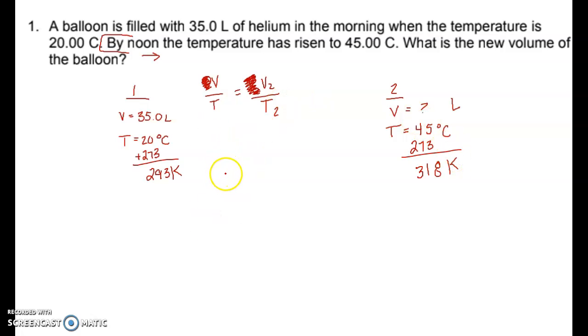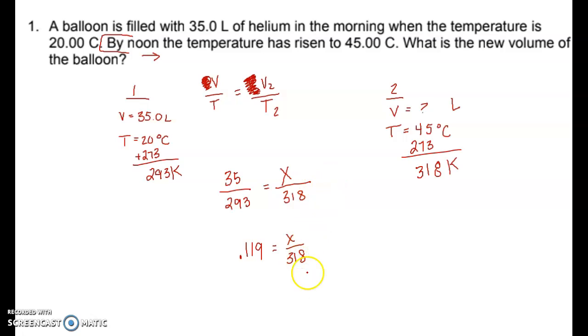So now we can go ahead and put it in. Volume initial is going to be 35. Temperature initial is going to be 293. The second volume is what we're looking for, so we're going to put an X there. You could leave it as a V, it doesn't matter. And we're going to put it over what we're given as our second temperature, 318. Now we just need to solve for X. We need to get X by itself. We can do the division on the first side. So 35 divided by 293 gives us 0.119 equals X over 318.